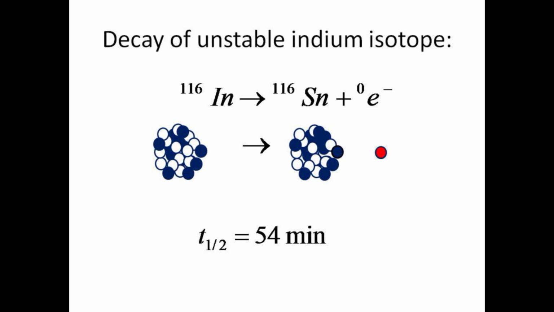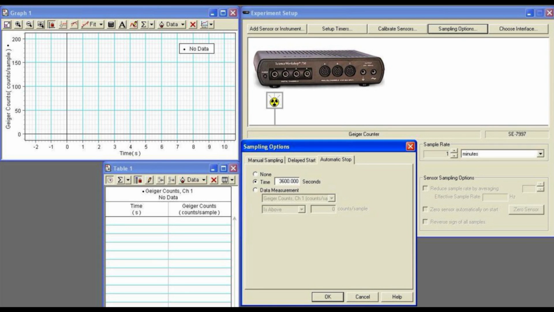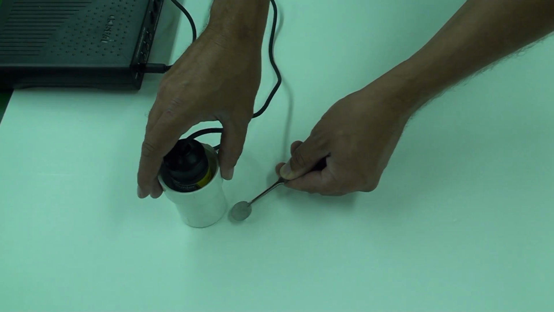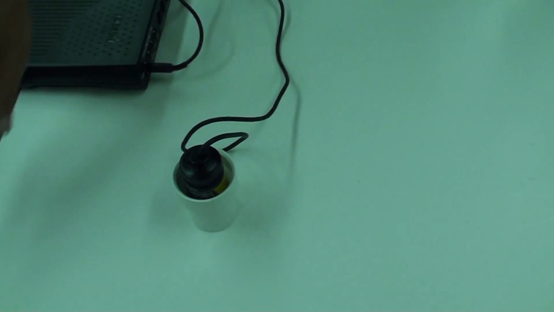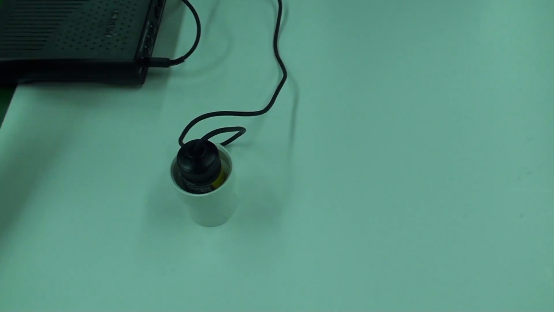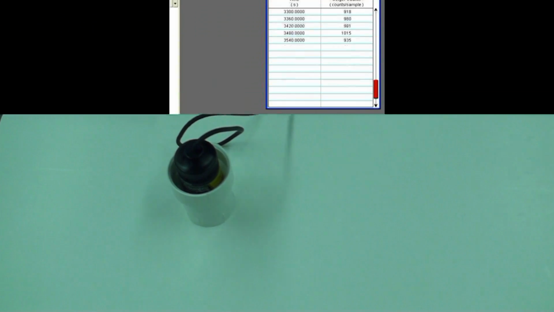Your goal is to monitor counts with the Geiger counter to measure this half-life. In Data Studio, set the sample rate to 1 minute and the stop time to 3600 seconds, or 1 hour. The Geiger counter is set to record counts for 1-minute intervals and store and plot the results for 1 hour. Place the sample under the Geiger counter holder and hit the Start button for collecting data. For the next hour, do not disturb the sample or detector. You don't want to alter the distance between source and detector.